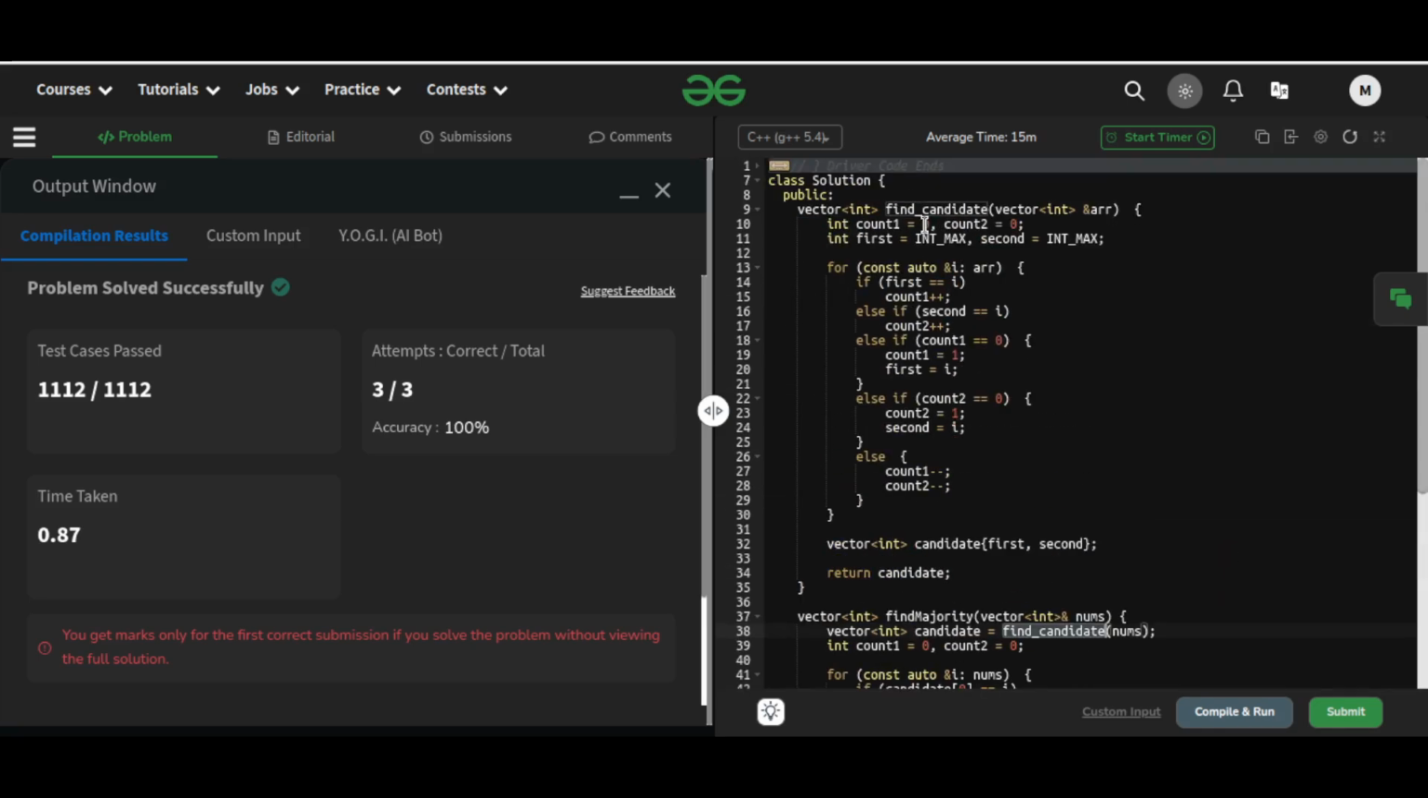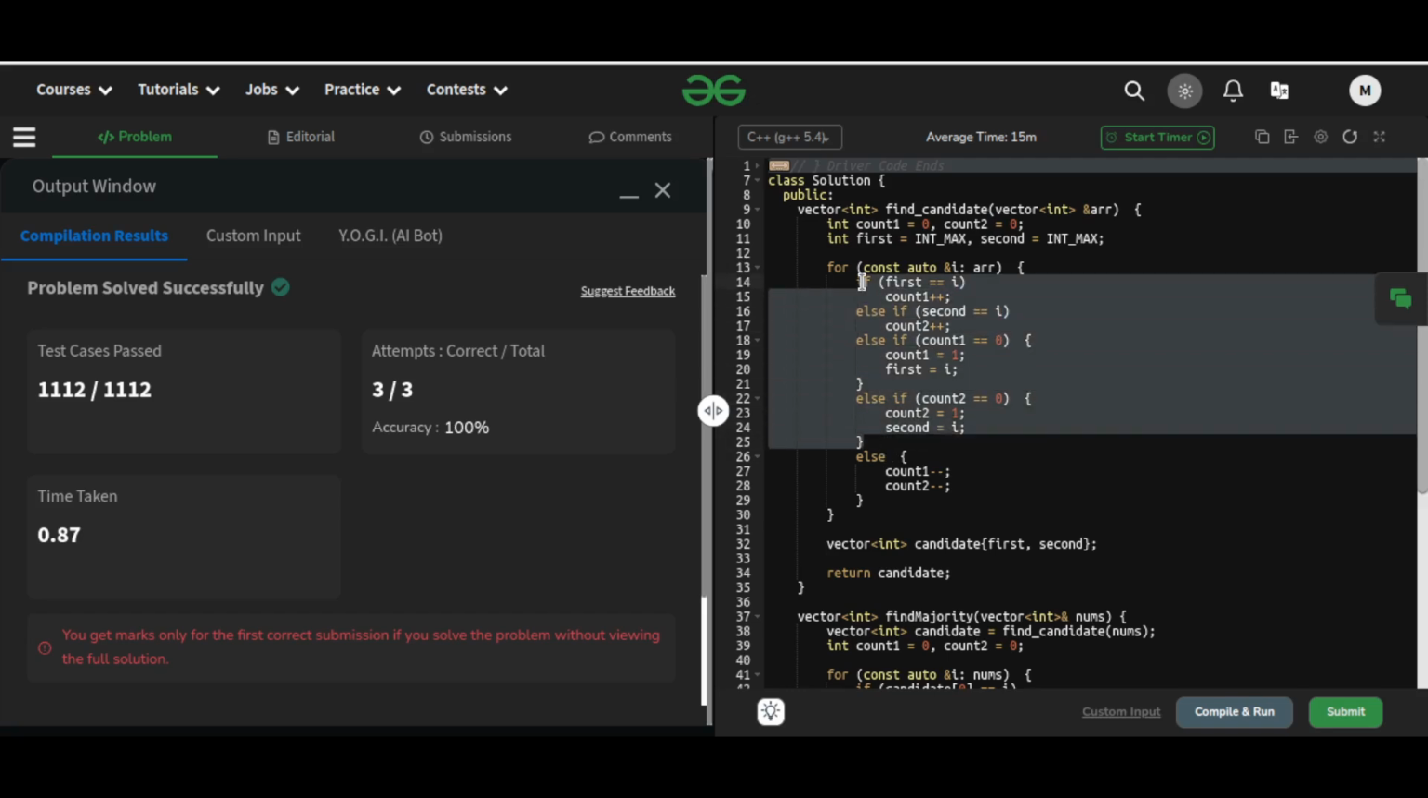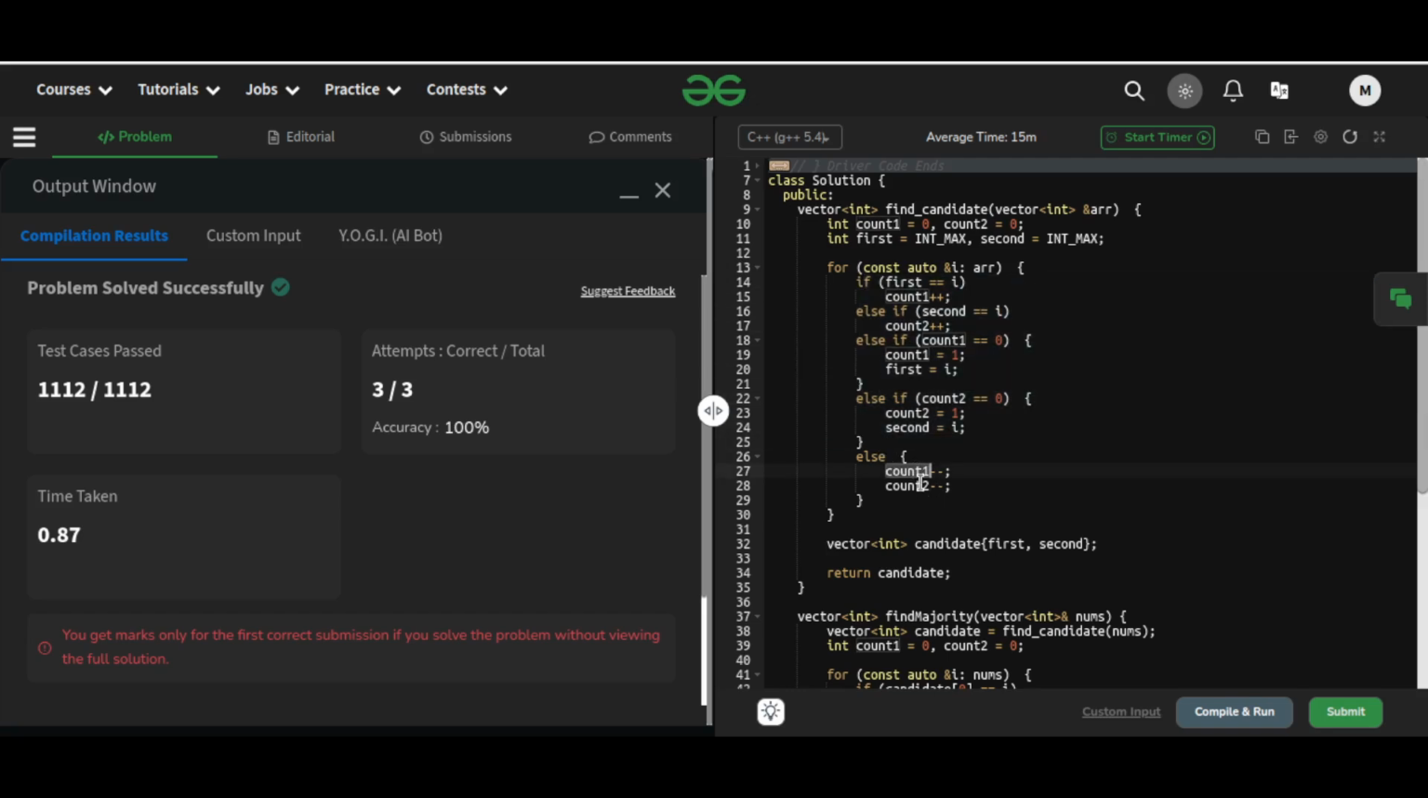So in the find candidate function, we have count 1 and count 2, which are equal to 0 initially. First and second, whose initial value is int max. Then we are checking if first equals i. If that is the case, increase count 1 by 1. Otherwise, check if second equals i. If that is the case, increase count 2 by 1. Otherwise, if count 1 has become equal to 0, then count 1 equals 1 and first equals i. And the same thing we have to do for the second element as well. If none of these conditions are satisfied, then we are going to decrease count 1 and count 2 by 1. And towards the end, we are going to return our candidate elements. So that's the C++ implementation, folks.